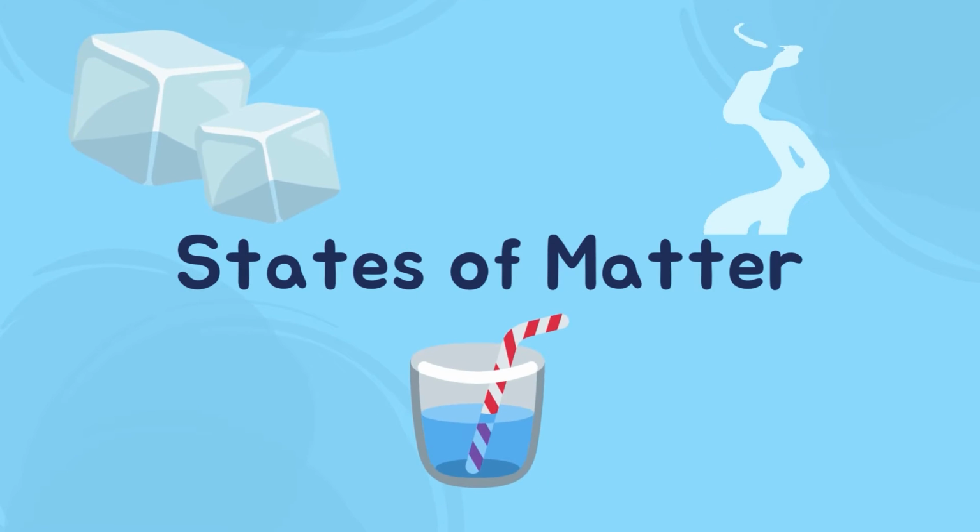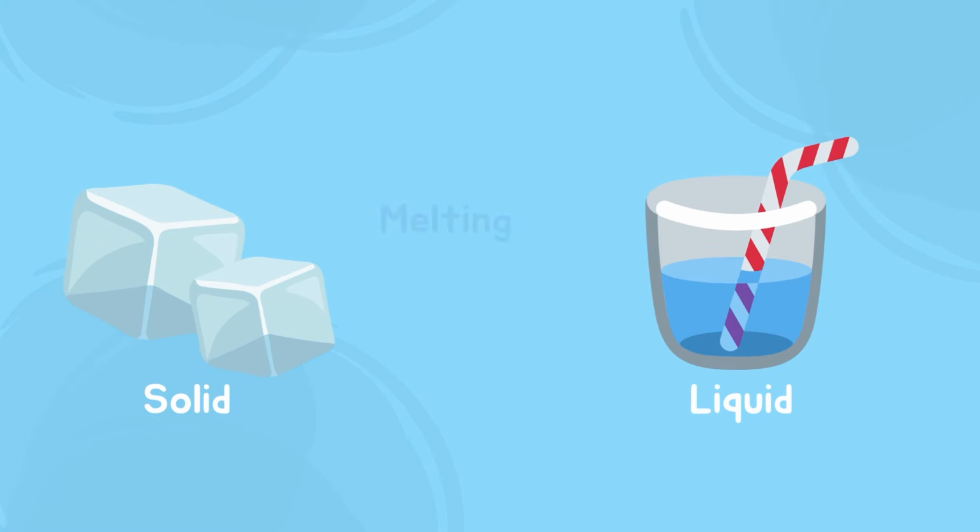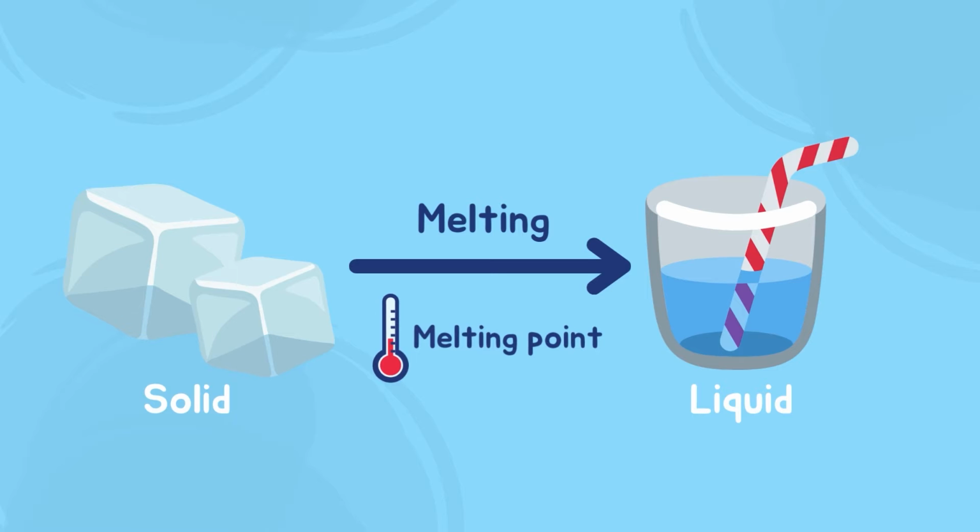States of matter is also very important. Think of solids, liquids, and gas states, and how they change into each other. The process of when a solid state changes to a liquid state is called melting. A solid is usually heated to start the melting process. The temperature at which a solid changes to a liquid is called the melting point.